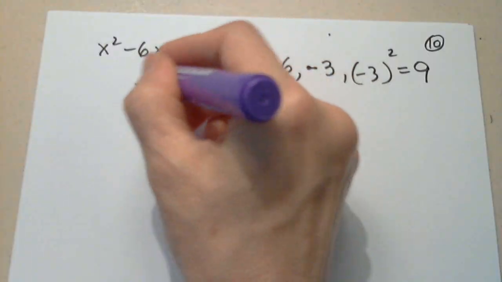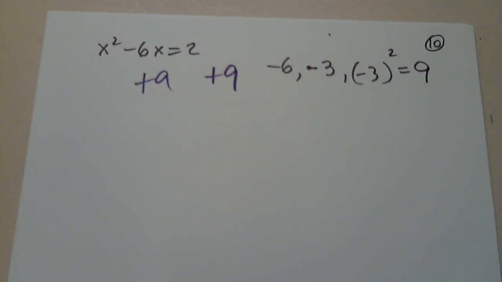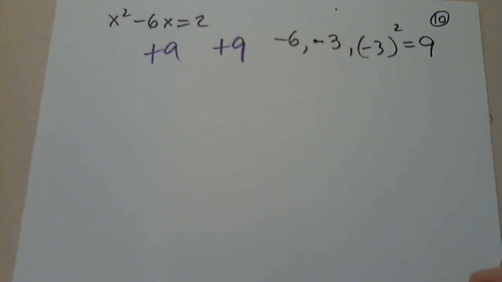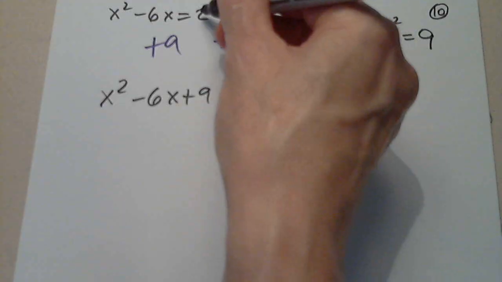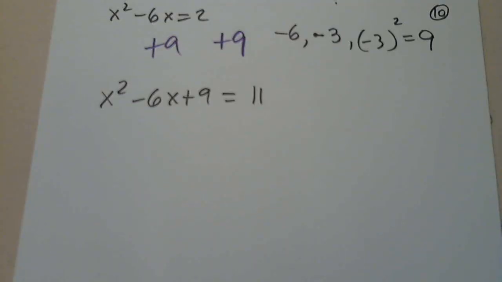We're adding 9, and we're adding 9. Please remember, you must add 9 to both sides, otherwise you change the problem. And now we are just rearranging the whole thing, making it ready for taking the square root. 2 plus 9 is 11. I have to make it ready for taking the square root.